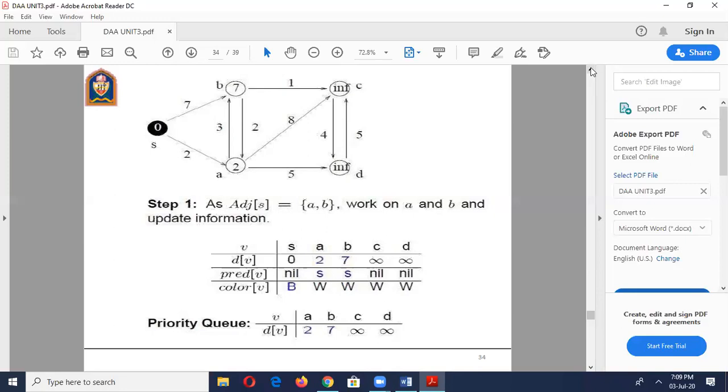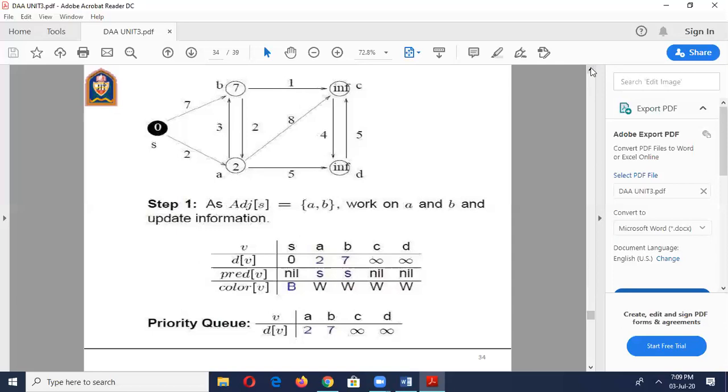Pre-order for the source will be nil, and it will become black, and for A and B it will be yes, since it is adjacent. So here the pre-order for A and B is S. Yes, not 0, sorry.